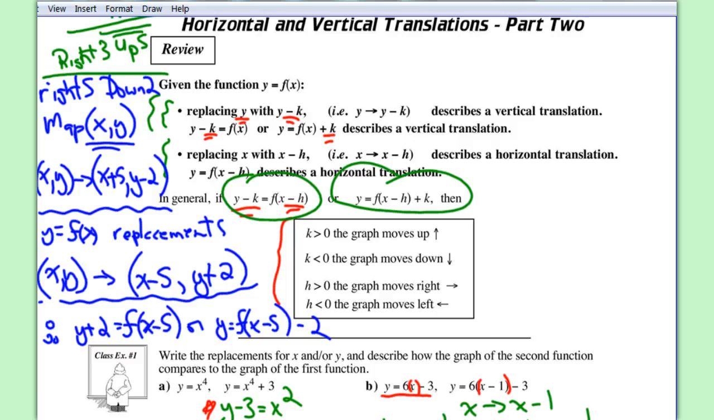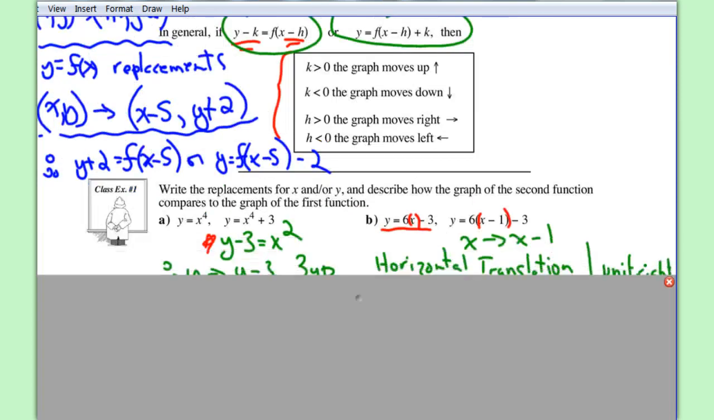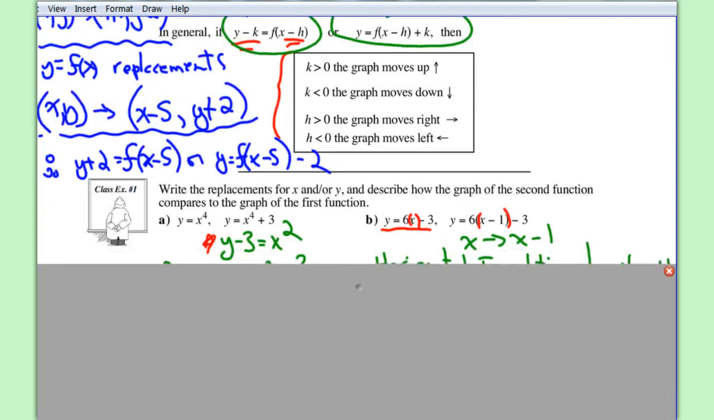In example 1, we would like to write the replacements for x and y and describe. So I want you to complete example 1 and see how you do with that. Okay, Math 30. So in the very first one, if you tried, I just chose to write that function.